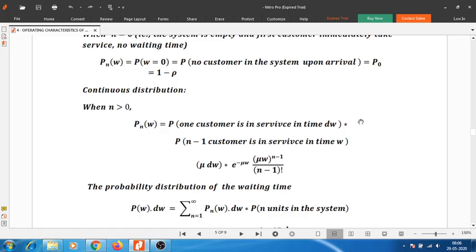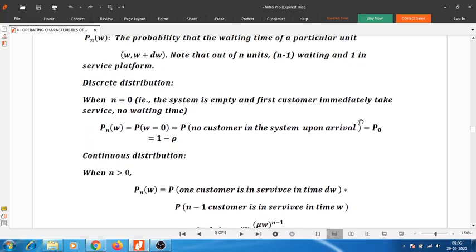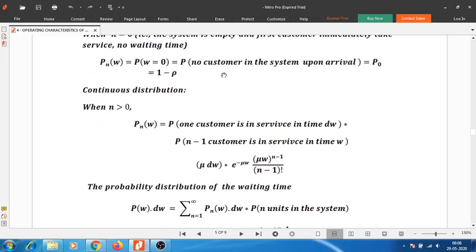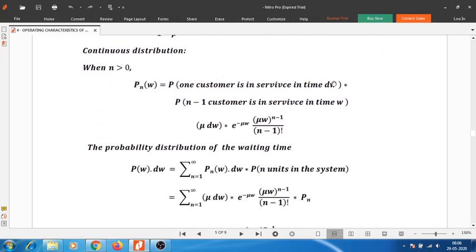W plus DW. So you may observe here W, W plus DW. Here that interval we may write as 0 to W, and W to W plus DW. So the total interval right now we may write as: one customer at the service platform, and n minus 1 customers waiting in the rest of the interval.